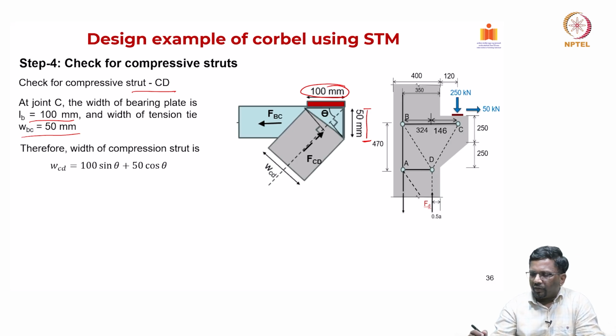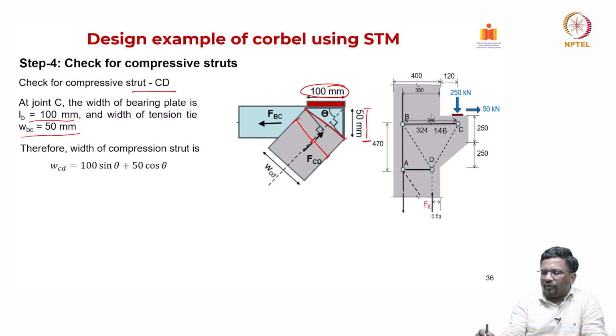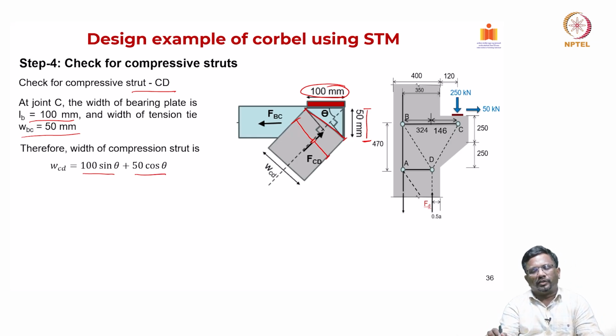Now, I am calculating the strut width. This width is the summation of this plus this, right. Both of them, if you look at it from simple geometry, the moment you calculate your theta, the WCD is nothing but the width of the bearing plate times sin theta plus the width of your tension tie multiplied by cos theta. Using simple geometry, in the last lecture itself we have shown how this comes from a simple trigonometry relationship. So, you can find out the width of the strut using this expression.